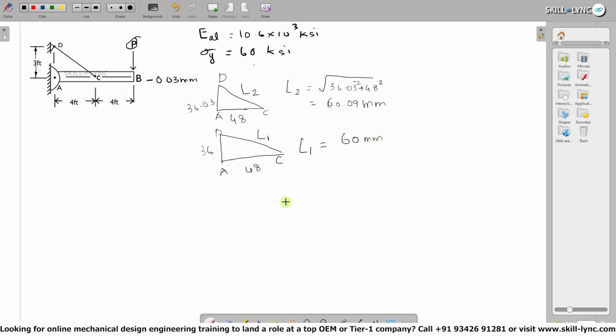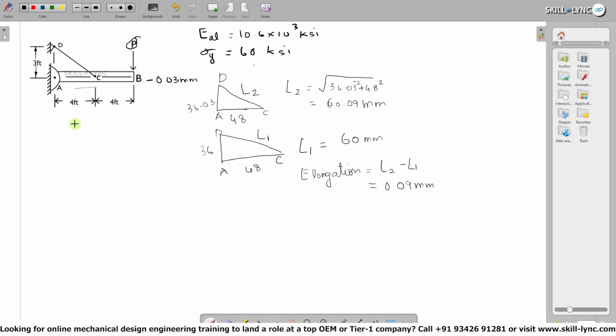From this, the elongation is going to be L2 minus L1, and we'll get 0.09 mm. Now that we have the value of elongation, the next thing we have to check is whether the stress that this beam is undergoing falls inside the proportionality limit. Only if it falls inside the proportionality limit can we continue this problem with the equilibrium equations.